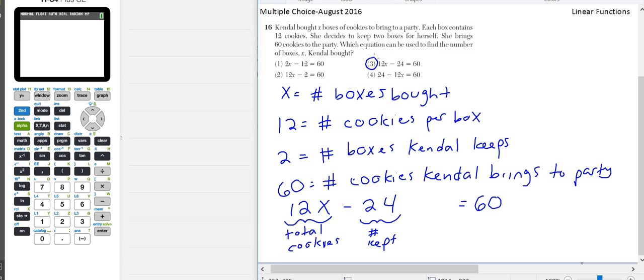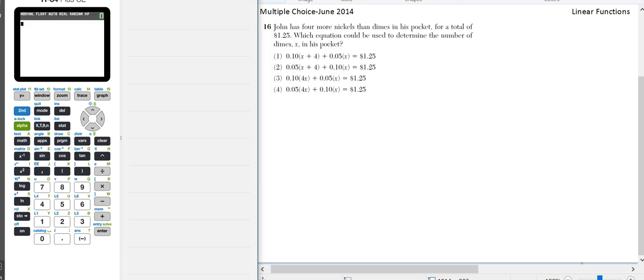Let's look at another question. This is question number 16 from the June 2014 Regents.